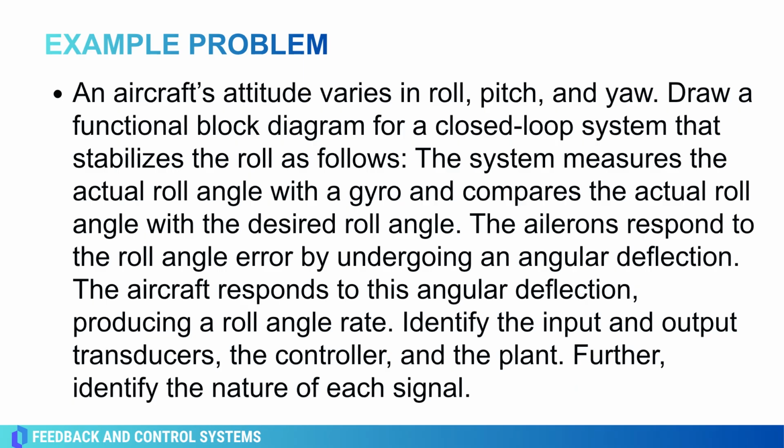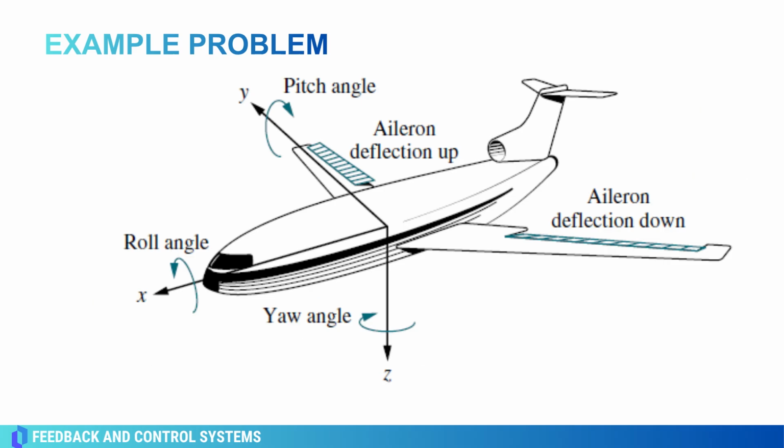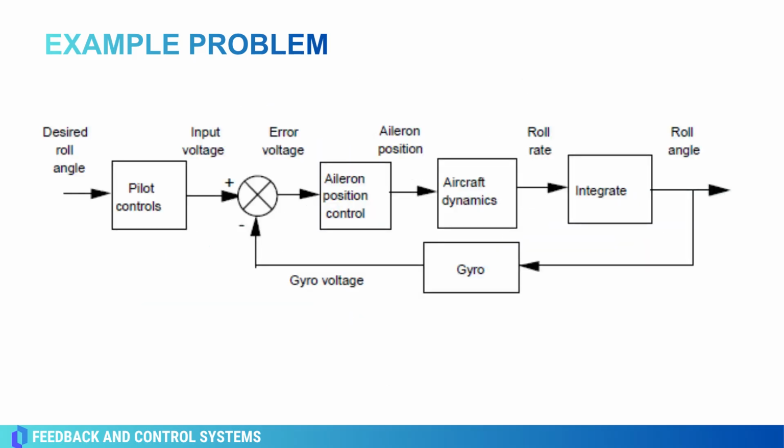But before that, let's analyze the parts of an airplane. We have here the pitch angle, the roll angle, and the yaw angle. Then the aileron, wherein we have the deflection up, and another aileron for the deflection down, to demonstrate how the airplane moves. So here's the answer for this problem.